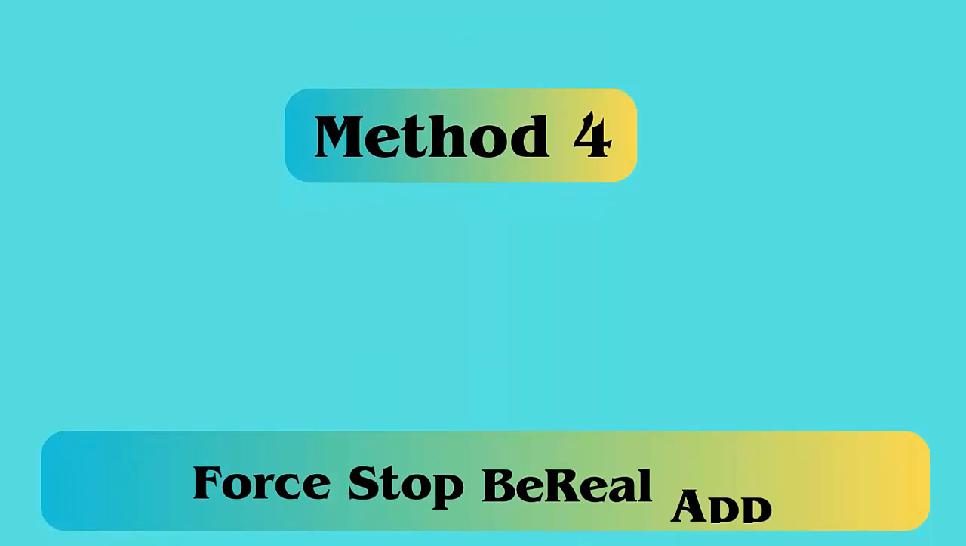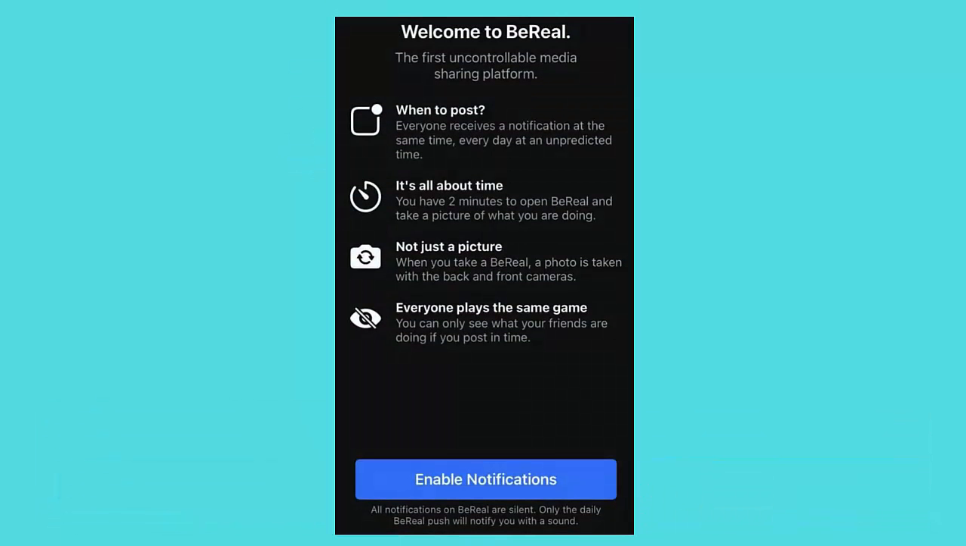Method 4. Enable notification settings. Here's what you have to do. First, open Settings on your device. Now, click on Apps and select BeReal. From here, choose Notifications and enable the Show Notifications option.